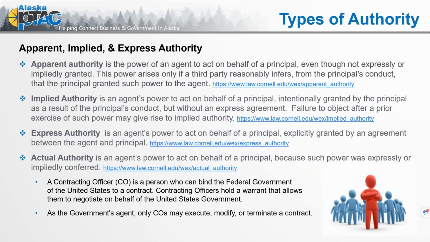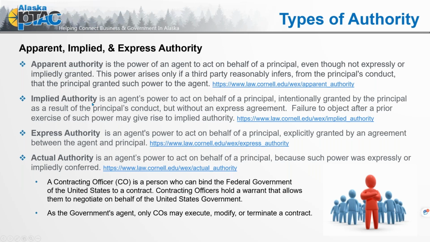So apparent authority is the power of an agent to act on behalf of a principal, even though not expressly or impliedly granted. That's a tough word to say. This power arises only if a third party reasonably infers from the principal's conduct that the principal granted such power to an agent. And for each definition, I've given you a link to the Law Cornell website, and it has great information on identifying and then dealing with that.